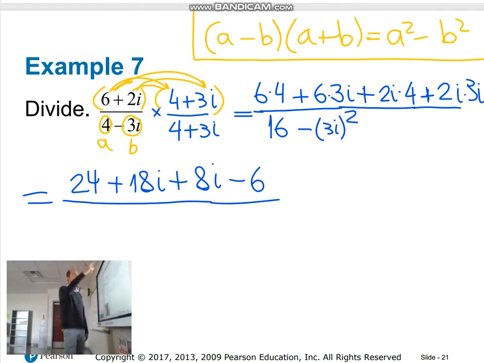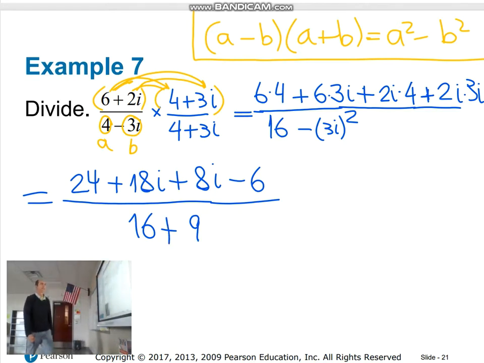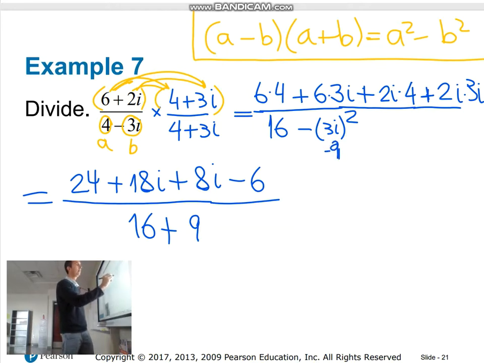Cool? On the bottom, we have 16 minus 3i times 3i, which is 9i squared. And i squared is -1, so this is going to be -9, negative with negative, positive. Can you see this? 3i, 3 squared is 9, i squared is -1. So we have -9 here inside, -9, negative with negative, +9. Okay?